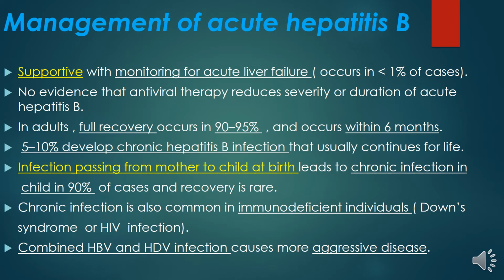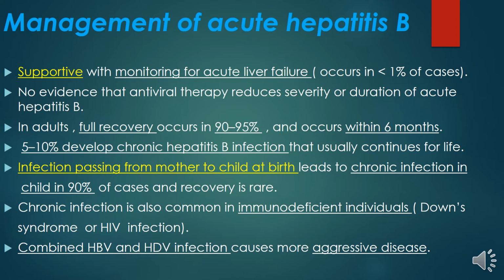Management of acute hepatitis B is supportive, with monitoring for acute liver failure, which occurs in less than 1% of cases. There is no evidence that antiviral therapy reduces the severity or duration of acute hepatitis B. In adults, full recovery occurs in 90 to 95% and occurs within 6 months. 5 to 10% develop chronic hepatitis B infection.